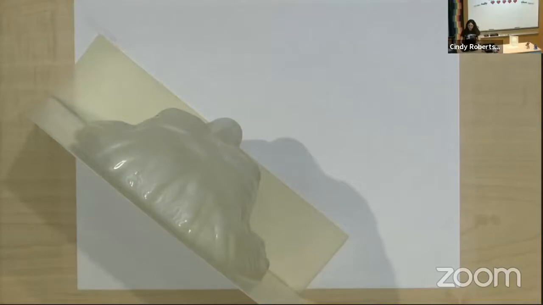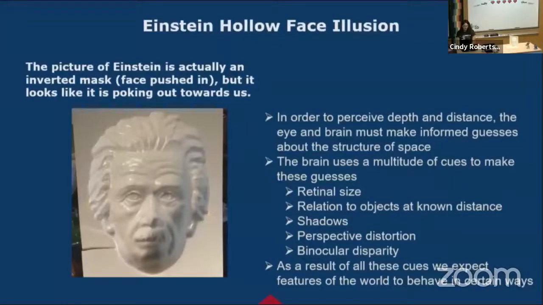Those cues that I was saying that your brain is making include retinal size, relation to objects at known distances, shadows, perspective, distortion, and binocular disparity. And so as a result of all of those cues, we expect certain features of the world to behave in certain ways.